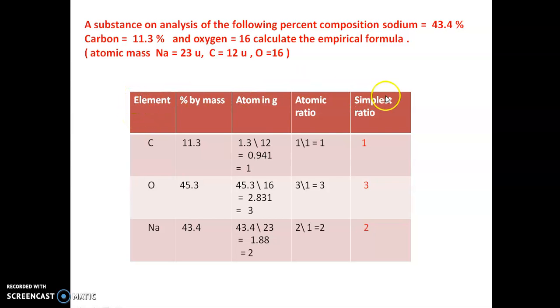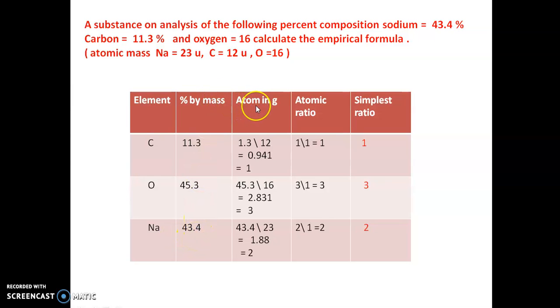example: you have to first draw this type of table. In that, the heads are elements, percentage by mass, atom in gram, atomic ratio, and simplest ratio. So we have carbon, oxygen, and sodium. Carbon has 11.3% given, oxygen 45.3. Here note that it is not 60, please check it out. Instead of 60, please take 45.3 for the oxygen percentage, and sodium 43.4%.